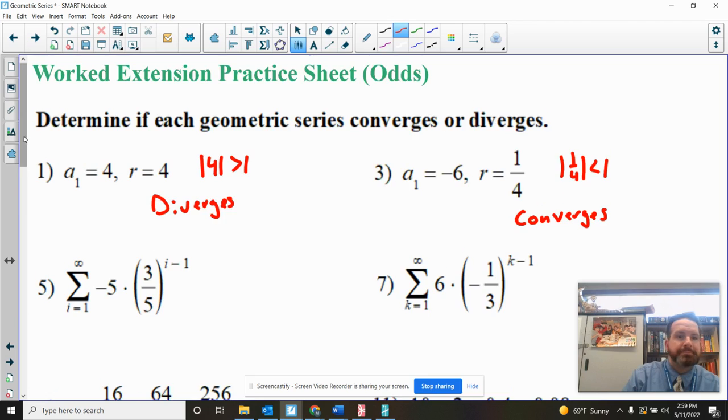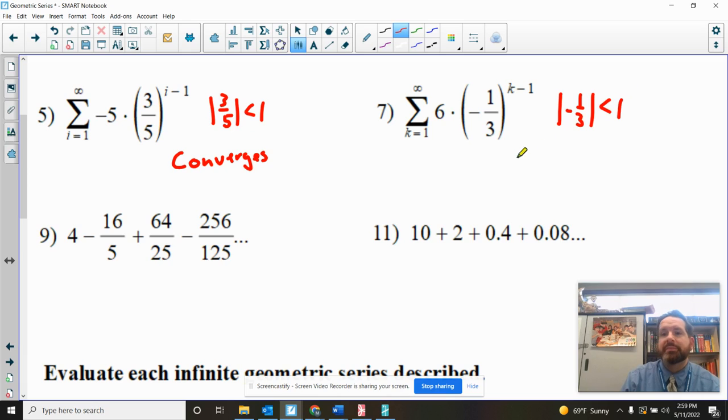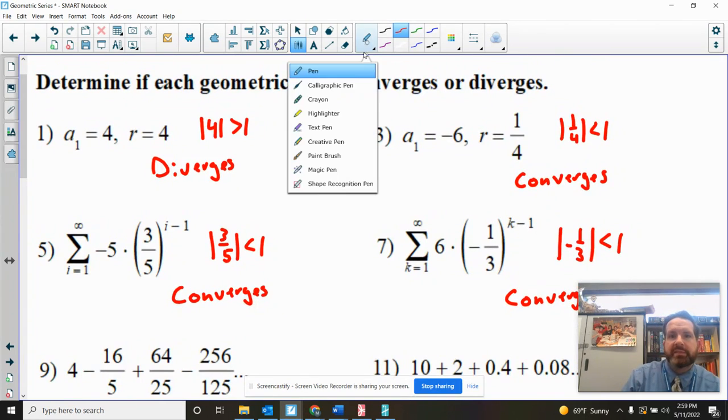Look how simple this is. Here, you've got to know the setup. So this is your first term, your common ratio. Absolute value of that common ratio is less than 1. This series converges. Here, common ratio is -1/3. Absolute value of -1/3 is 1/3, which is less than 1. This series converges. And before I go too far, I think I want to highlight some things.